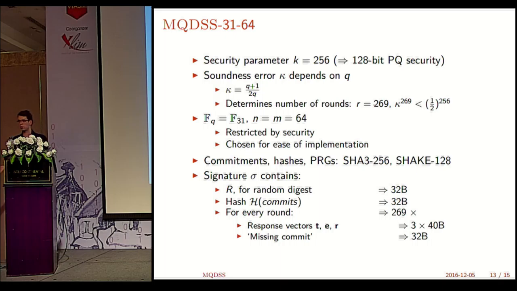So to summarize, the signature then contains some R to have this randomized message digest, some hash over these commits that we're leaving out, and then for each of the rounds, there's going to be 269 of those. We have these response vectors T, E, and R, and one of the commits that the verifier cannot reconstruct, so you would need to include half of them, which comes down to roughly 40 kilobytes of signature size.